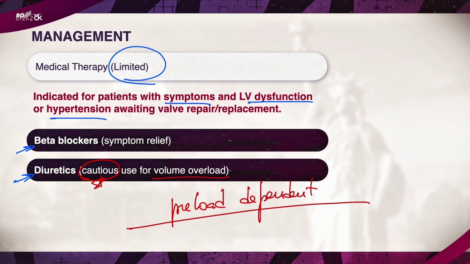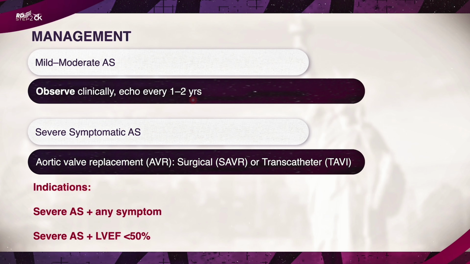Also be careful with nitrates and ACE inhibitors, especially if the patient is hemodynamically unstable. They can drop preload and make the symptoms worse and make the patient become hypotensive. Management depends on the severity of aortic stenosis. For mild to moderate cases, we just monitor, usually with clinical follow-up and repeat echocardiogram every 1 or 2 years.